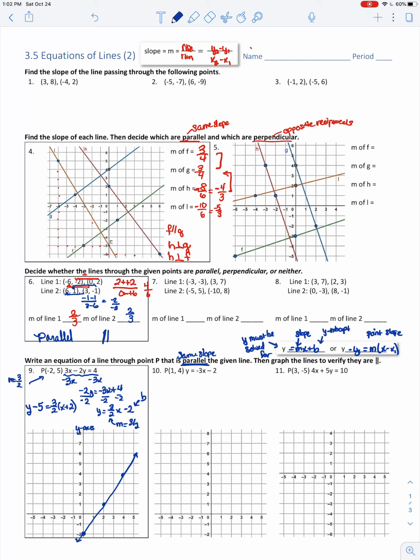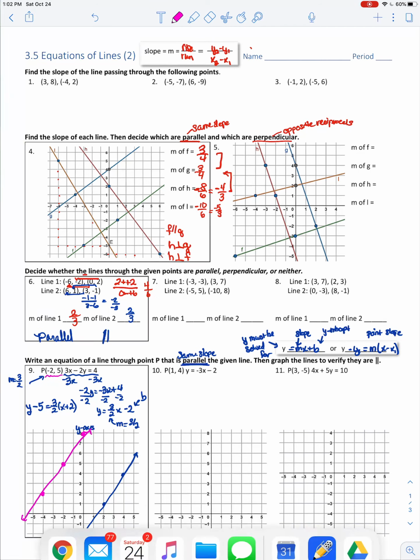Our second line has a slope of 3/2, but this line goes through the point negative 2, 5. So we can go to negative 2, 5 and rise 3, run 2, or we can fall 3 and go left 2. And this is our other line. These two lines should be parallel to each other.